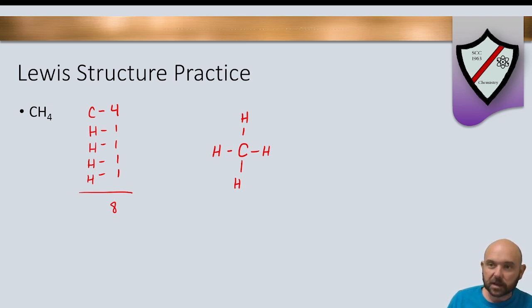There are 8 electrons total in this molecule already. We've used the 8 electrons that we have. We have 0 left over. So that should be the completed Lewis structure for methane.